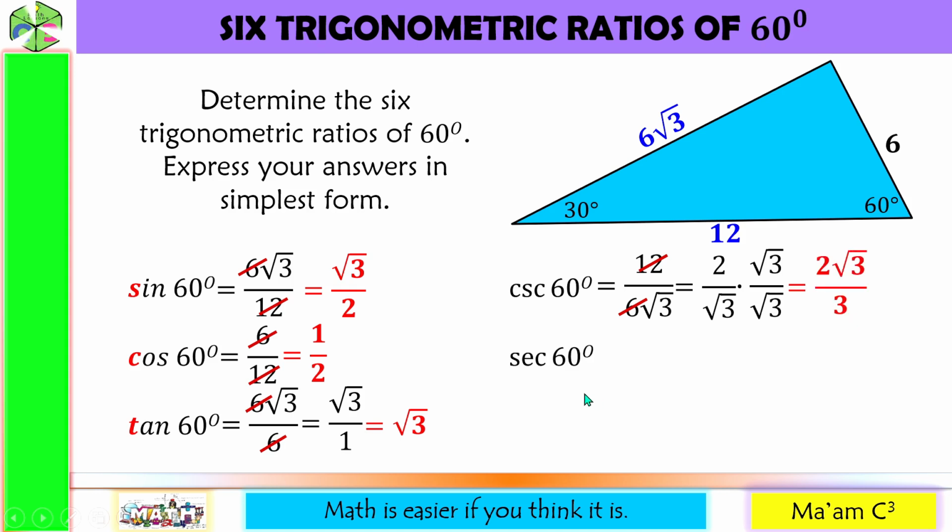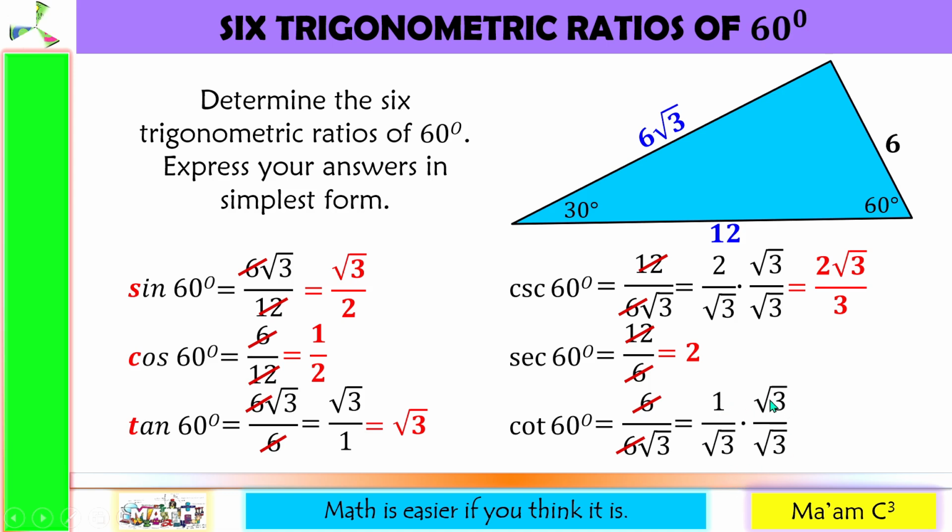Secant 60 degrees. Let's get the reciprocal of the cosine. 12 over 6. 12 divided by 6 is equal to 2. And the last one is cotangent 60 degrees. Reciprocal of tangent, so it will be 6 over 6 square root of 3. 6 and 6 will cancel out. So we have 1 over square root of 3. Rationalize. Simplify, square root of 3 over 3.